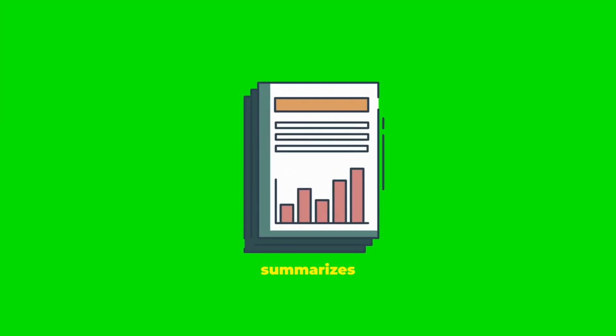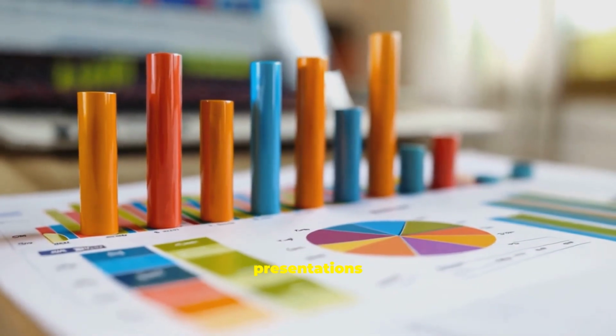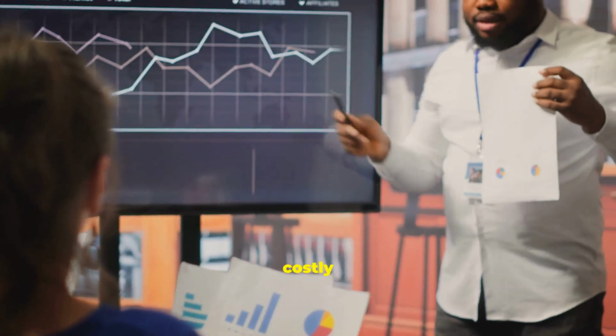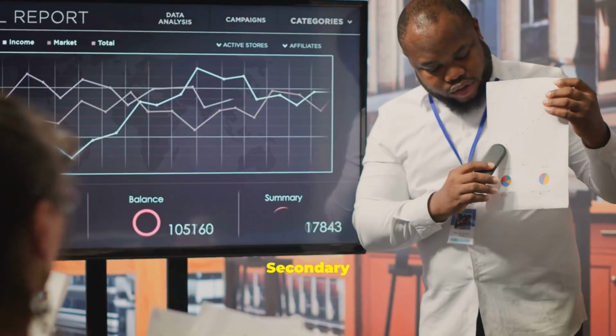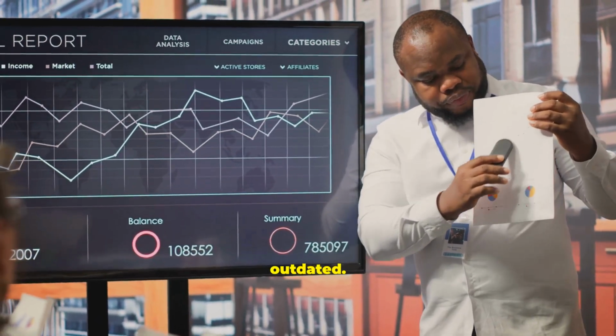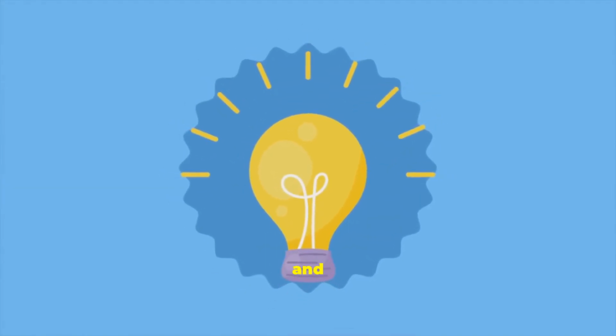Secondary research summarizes existing work. Literature reviews, data analysis, academic sources. Use both in reports, proposals, and presentations for a fuller picture. Primary is first-hand, time-consuming, and costly with high control. Secondary is faster, cost-effective, less controlled, and may be outdated. Pick the mix that balances rigor, timeline, and budget, always tied to your purpose.